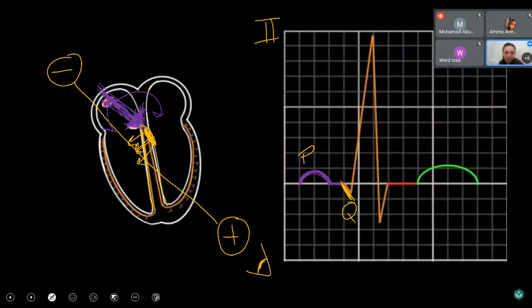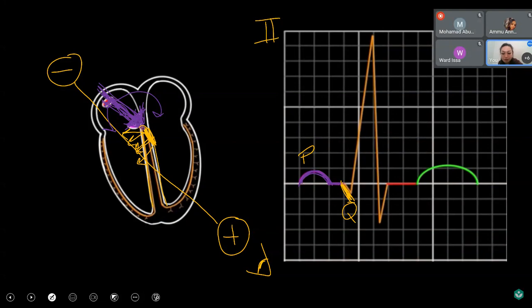So this means we're not going to generate an upward deflection. And some of them are depolarizing like that, so some of them will point towards the negative, some of them will point away from the positive. This is why we see this negative deflection. Do you guys get the Q wave, why it's a negative deflection? Yes. Okay.